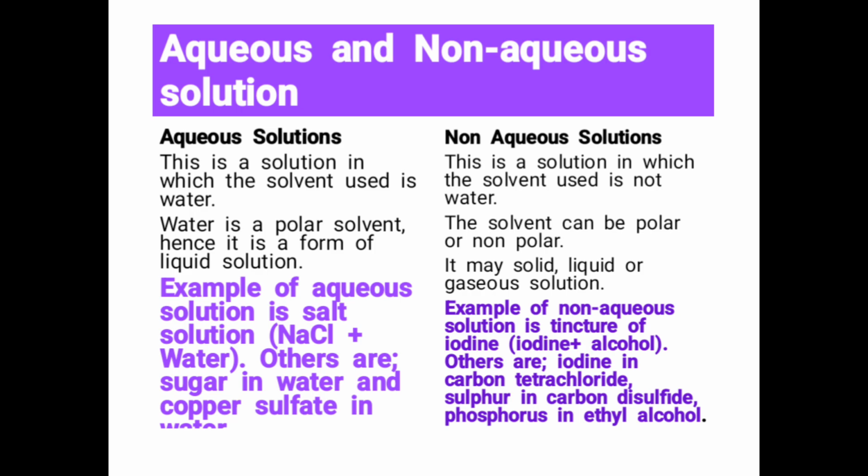Now let's look at another type of solution: the aqueous and non-aqueous solutions. Sometimes the non-aqueous can also be called the chemical solution. The difference between them is the type of solvent that is used. An aqueous solution is a solution in which the solvent used is water. Note that water is a polar solvent. It has two poles, H plus and OH minus, hence it is a form of liquid solution.